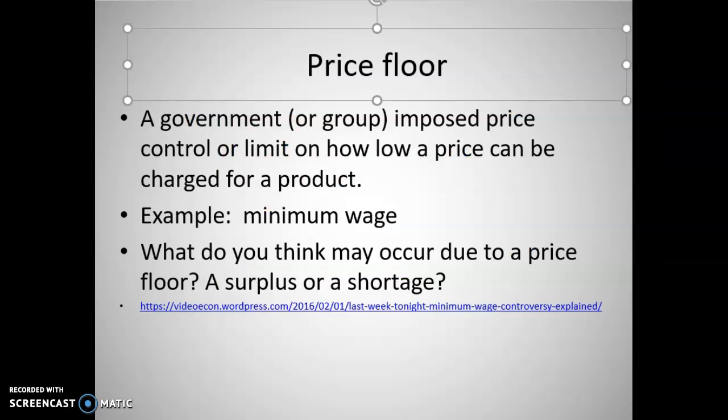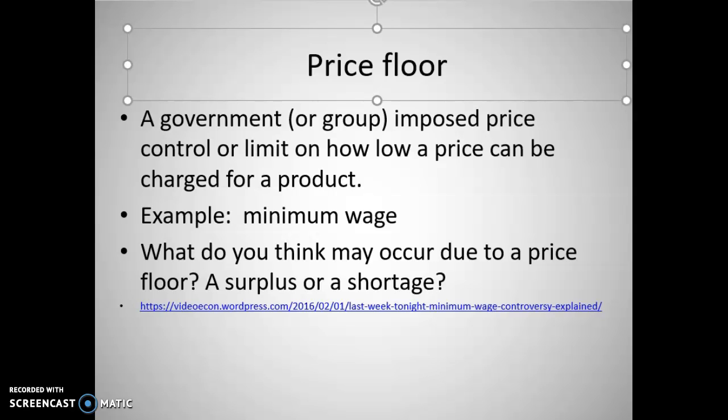All right, and then our second topic we're going to talk about is a price floor, and that's when the government imposes a price control or limit on how low a price can be charged for a product. The most common example is minimum wage, and I don't know what it is right now, but last year it was $11.10. So maybe I own a business, or maybe you're willing to work for below minimum wage and you can't find a job, and maybe you're willing to work for $10 an hour. But that business by law is required to pay you $11.10.